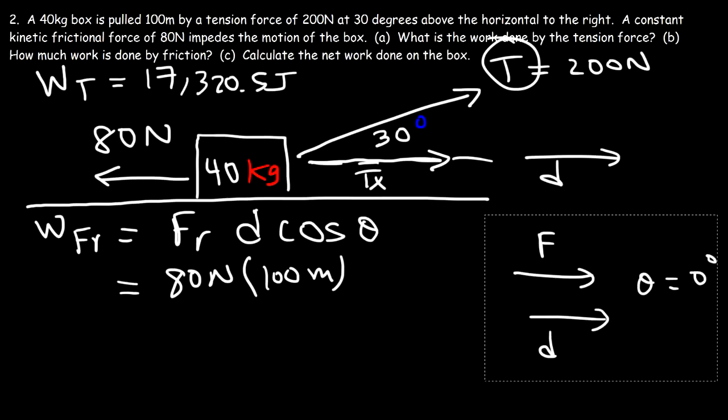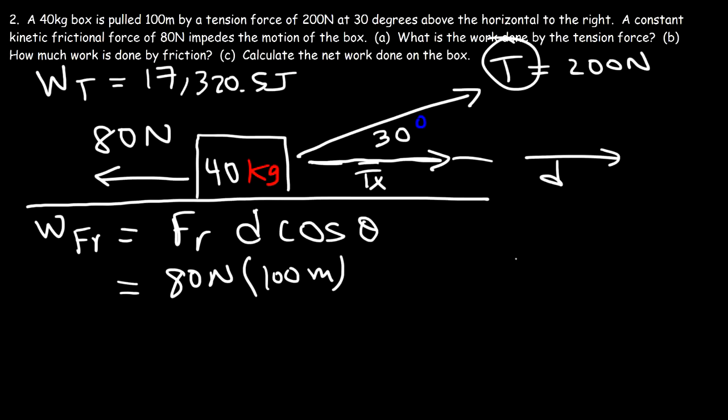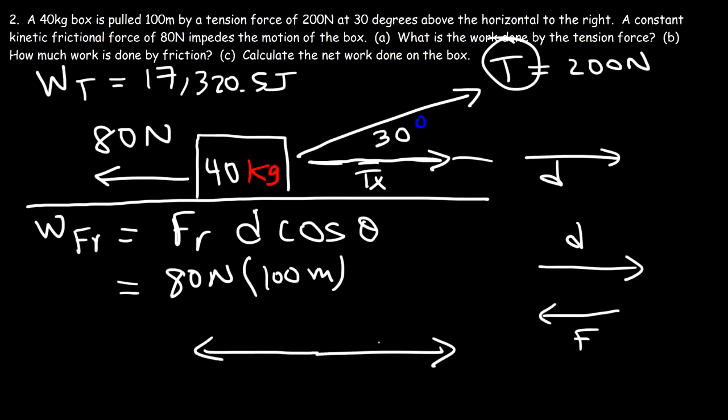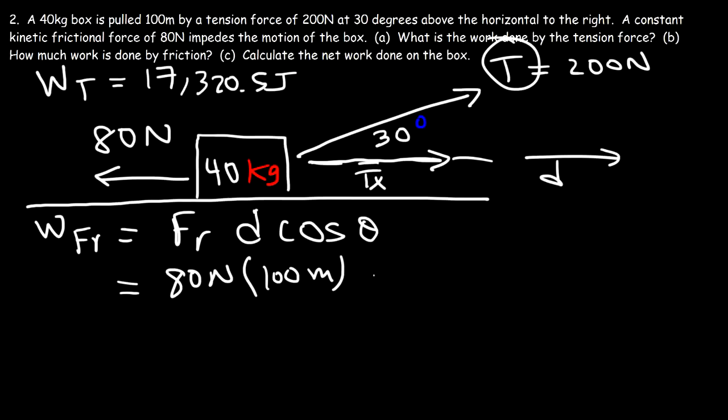Now, what if the displacement is to the right, but the force is to the left? So what we have is a picture that looks like this. The angle of a straight line is 180. So because those two arrows are anti-parallel, one points to the right, one points to the left, the angle is 180. So this is cosine 180. Cosine 180 is -1. So this becomes -80 times 100.